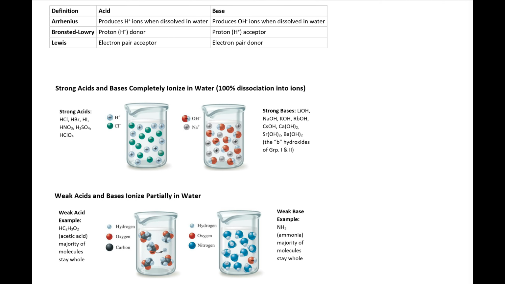We focus on the Bronsted-Lowry definition of an acid, which is something that donates a proton, or in other words, it gives away a hydrogen ion. And a Bronsted-Lowry base is one which takes a proton, or becomes a proton acceptor. It takes or receives the hydrogen ion.